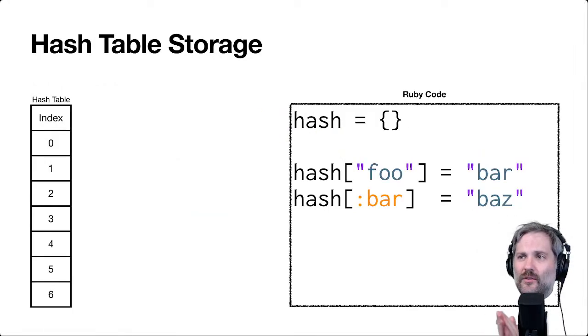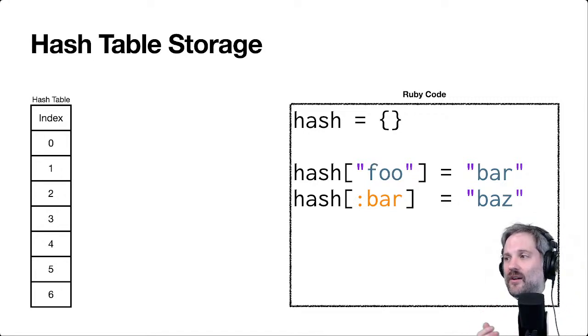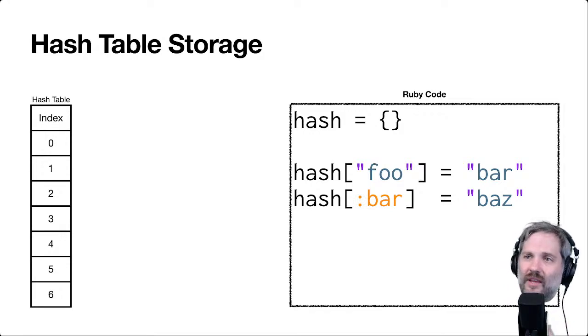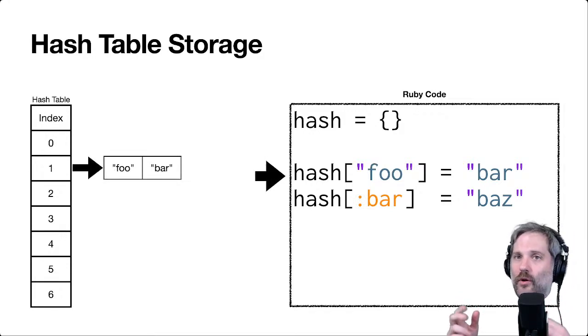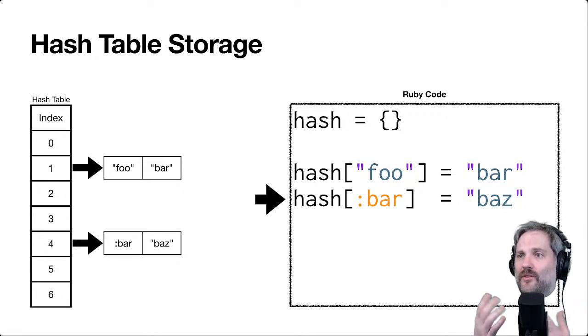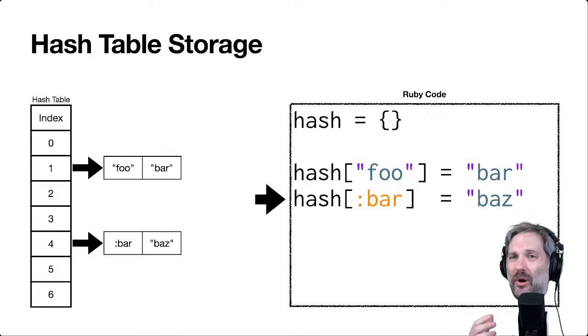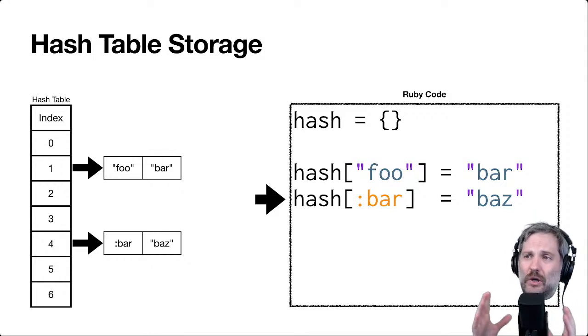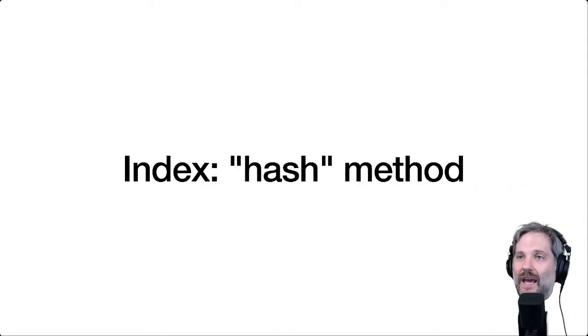When we actually store the object in the hash table, you can think of the hash table as a really big array. So we're still storing stuff in an array, I guess, but we have to calculate where to put the stuff into that array. We do that based on the hash key for the object that we're sticking in there. For example, in this case, we'll calculate that maybe the string foo goes at hash index one, and then maybe :bar goes at hash index four. This is just an example, they could go anywhere. But part of the way Ruby figures out where it goes is via the hash method.